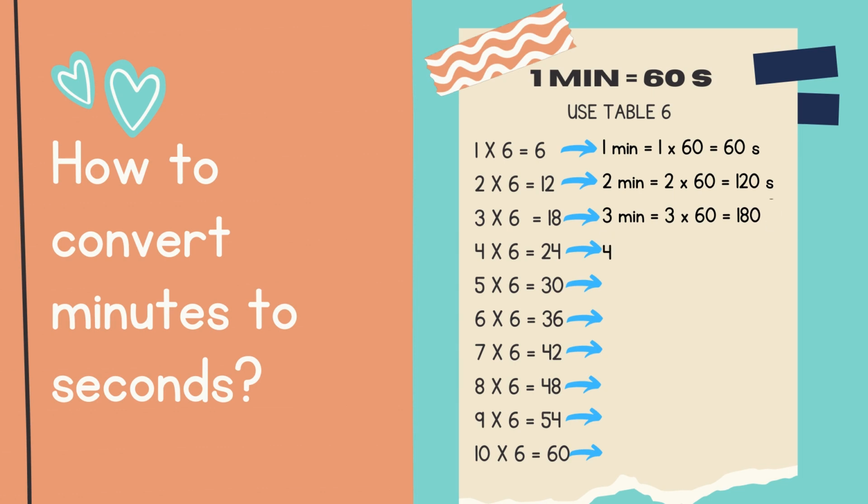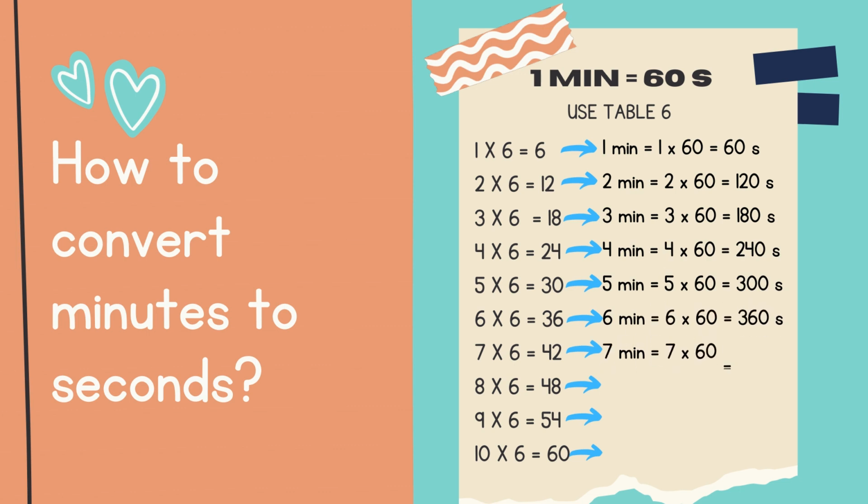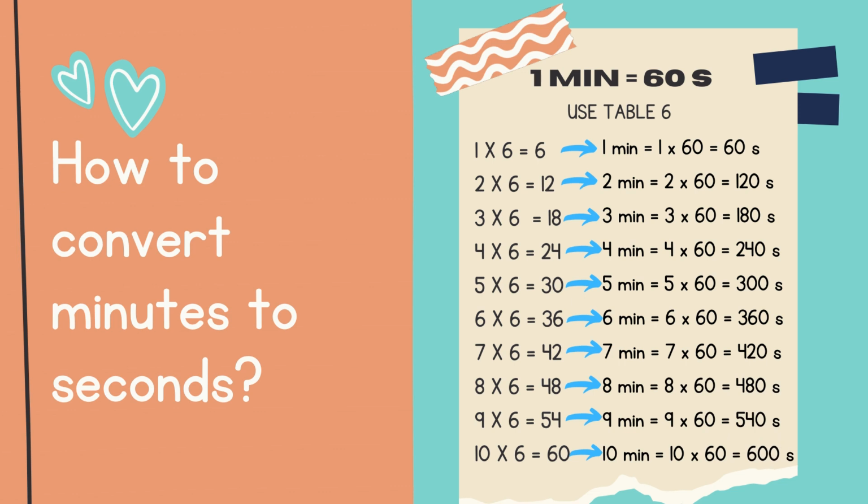If you see on the slide here, I have put on the top there, 1 minute is equal to 60 seconds. Now, in order to make it easy for you, you can use timetable 6 to work through your working, okay? As you can see, I have listed down timetable 6 here. And on the right hand side, you can see I put 1 minute, 2 minutes, up to 10 minutes, and how it corresponds to timetable 6. Let's go through the first one. For example, 1 times 6 is equal to 6.